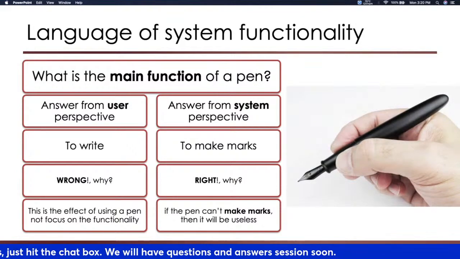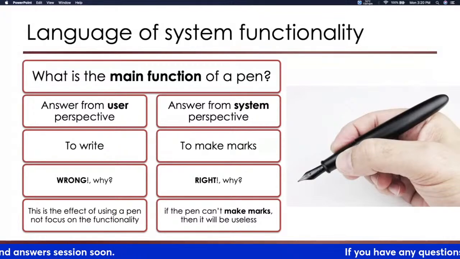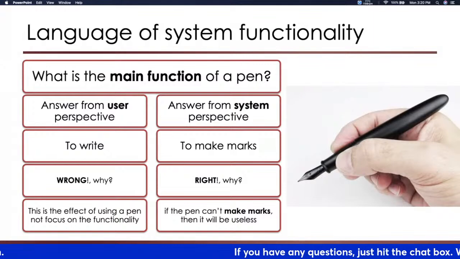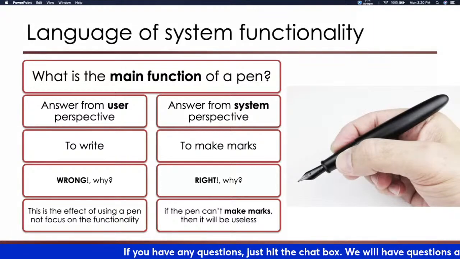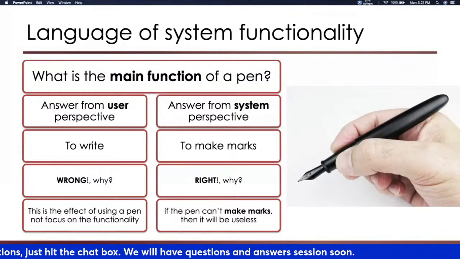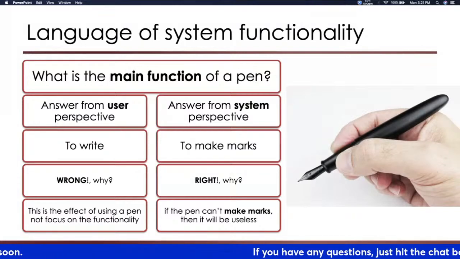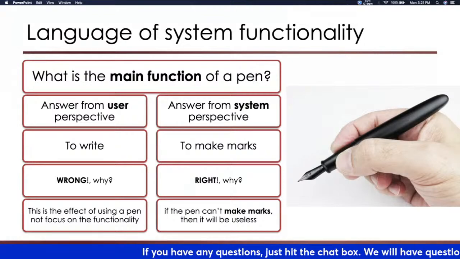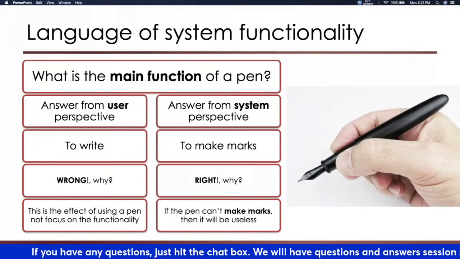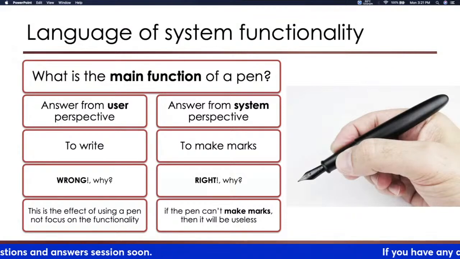The simple tool, the pen. So what is the function of the pen? Most students or engineers will say to write. That is wrong. The actual function of a pen is to deploy ink or to make marks. If you are unable to deploy or distribute the ink, then it is a useless pen. If you are unable to reflect light, it is a useless eyeglass. If your fan is unable to move the air, then it is a useless fan.